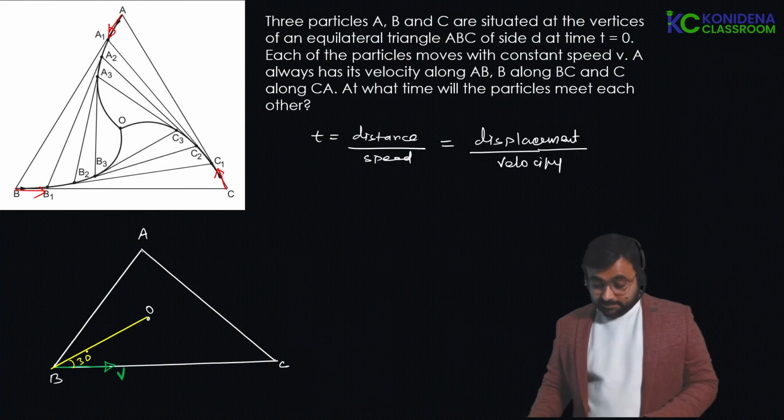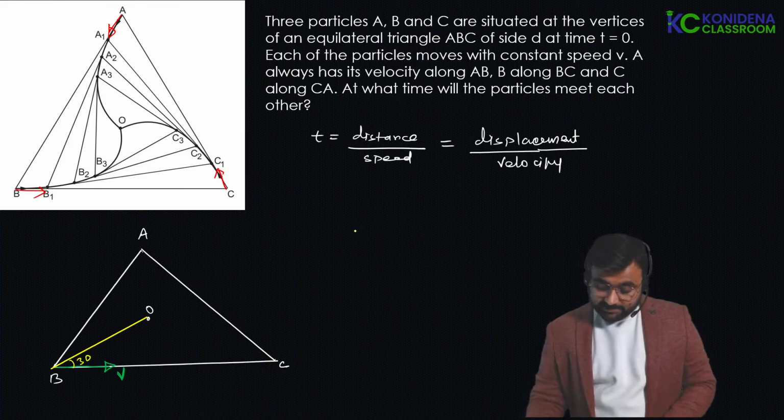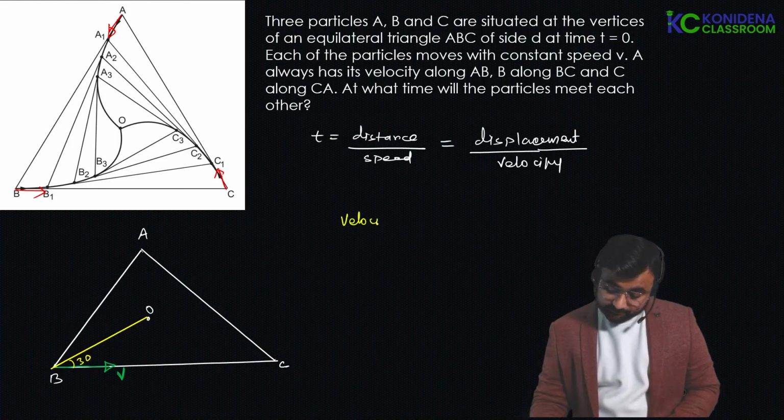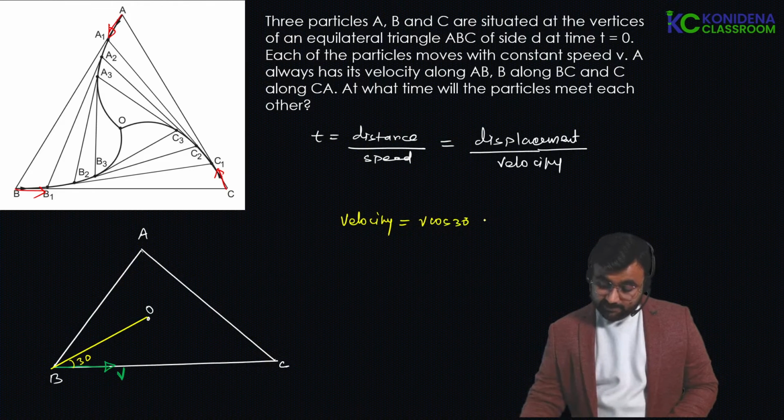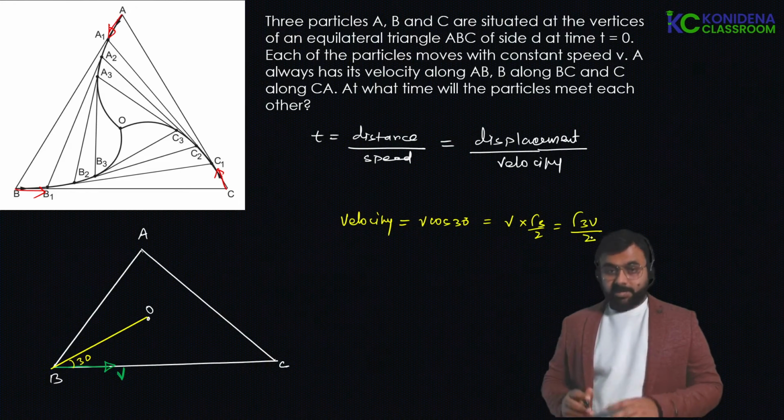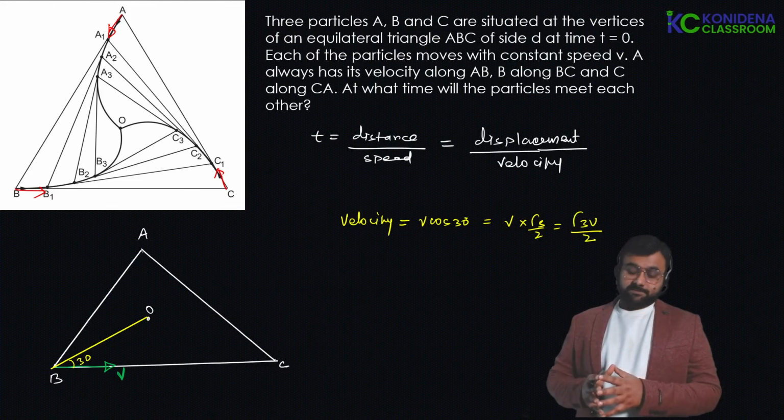Now, if you talk about velocity, the velocity component we got is V cos of 30 degrees. That means V into root 3 by 2, that means root 3 V by 2. Okay. Now let's talk about the displacement.